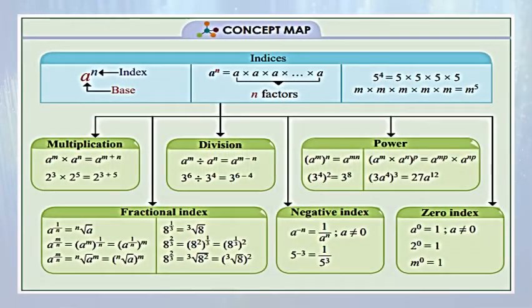So we have finished multiplication, division, power, zero index, and negative index. In the previous lesson, last Monday, we did fractional index, but only the first part, right? So today we are going to finish part 2 and part 3.